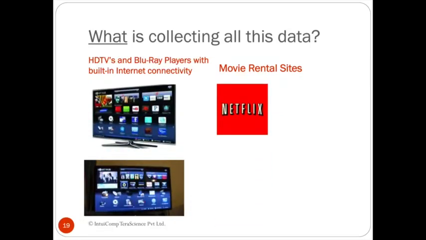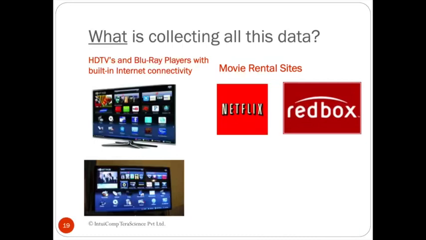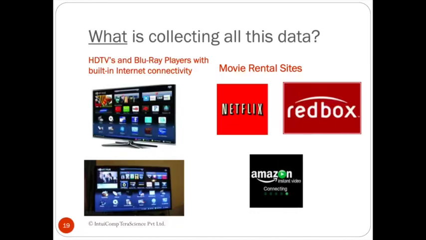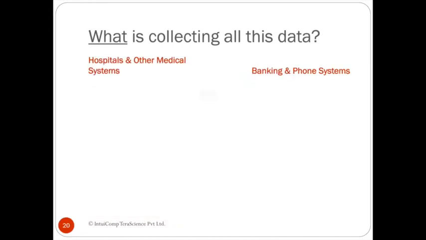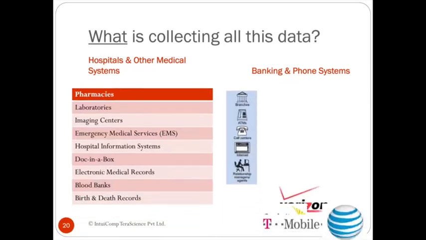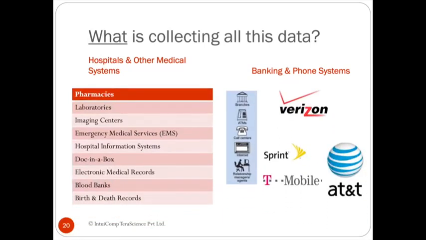What is also collecting all this data is HD TVs and Blu-ray players with built-in internet connectivity. They give access to movie rental sites like Netflix, Redbox and Amazon. Hospitals and other medical systems are also there: pharmacies, laboratories, imaging centers, emergency medical services, hospital information systems, doc in a box, electronic medical records, blood banks, birth and death records. Next is the banking phone system, which consists of branches, ATMs, call centers and relationship managers. In this way, data is getting collected. We know Verizon, Sprint, T-Mobile and AT&T are there.